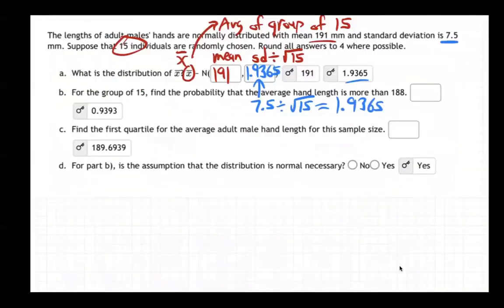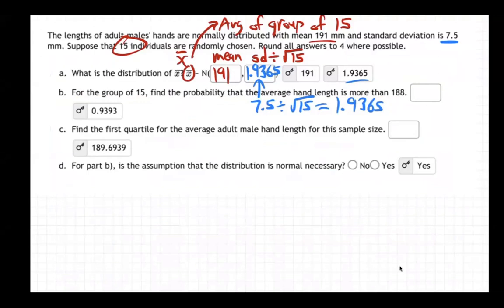Okay, so the next question, part B. For the group of 15, again, we're not grabbing one man at a time saying what's the chance his hand is this wide or that wide. We're grabbing a group of 15, talking about the average for a group. So if we grab 15 guys, what's the probability that the average hand length for the group of 15 is more than 188? Well, you know how we do these things.